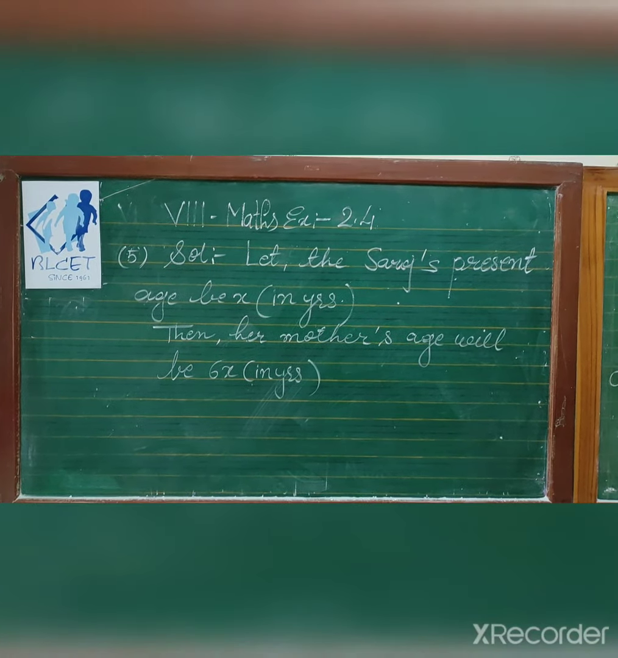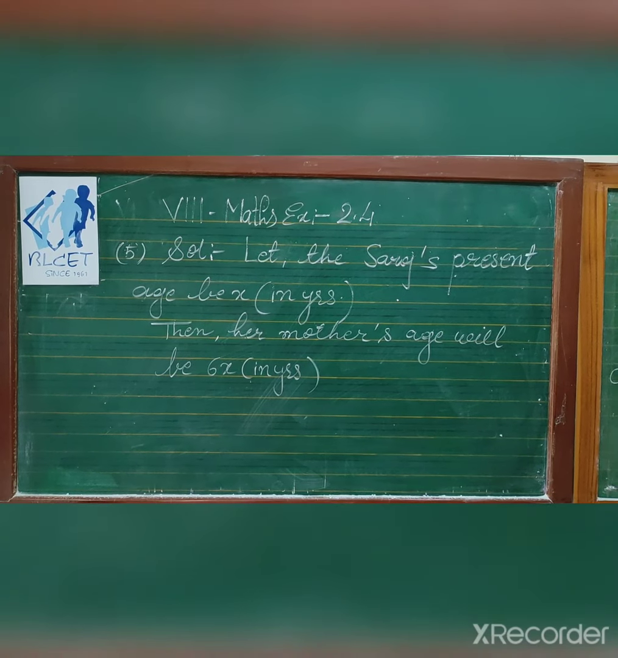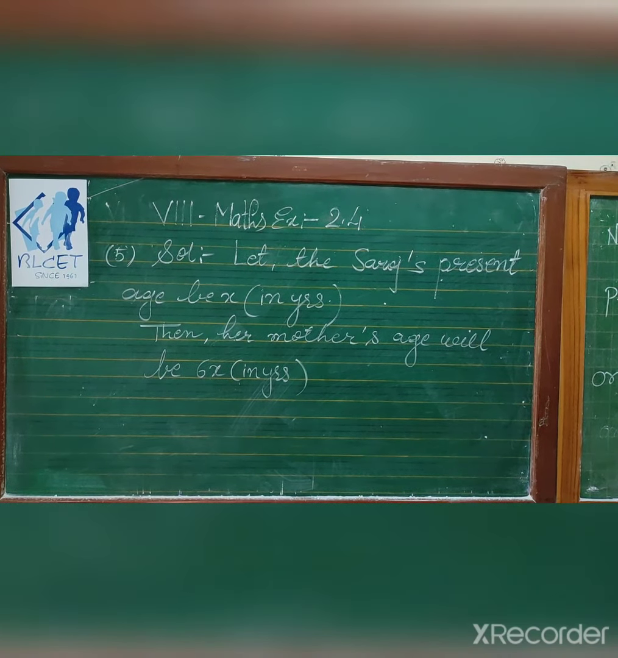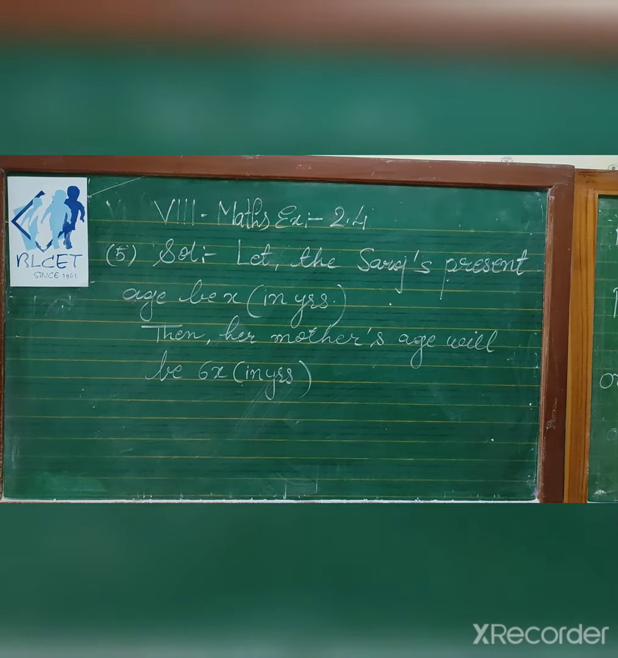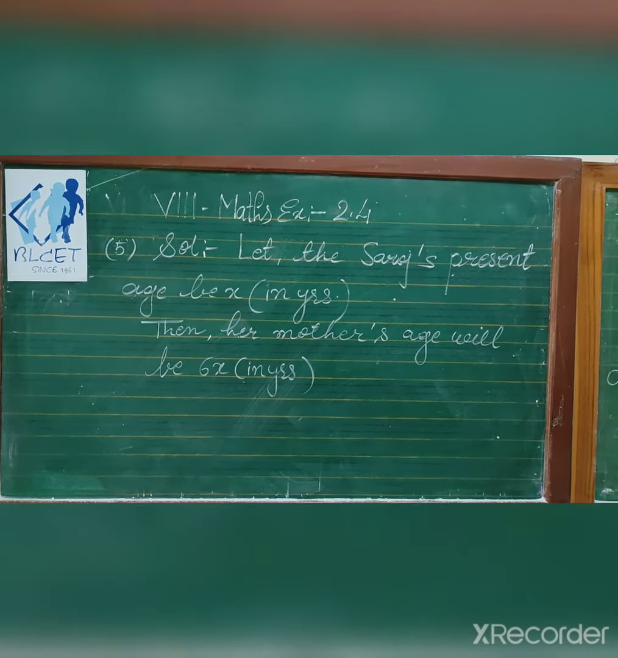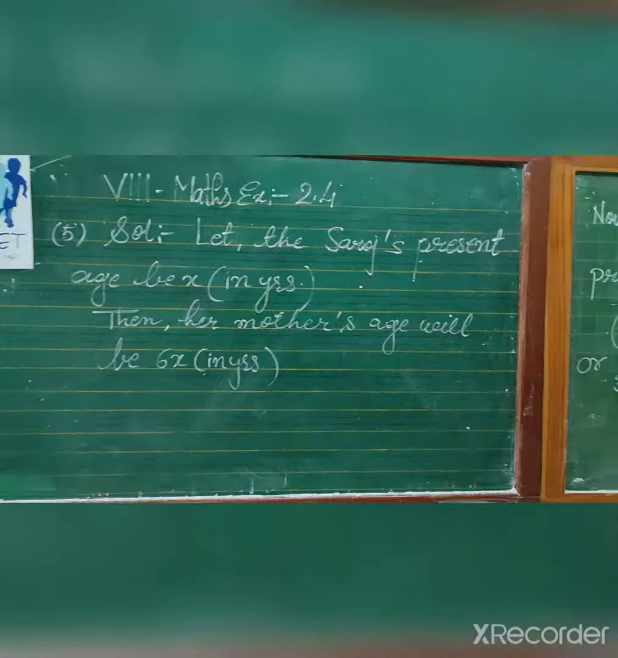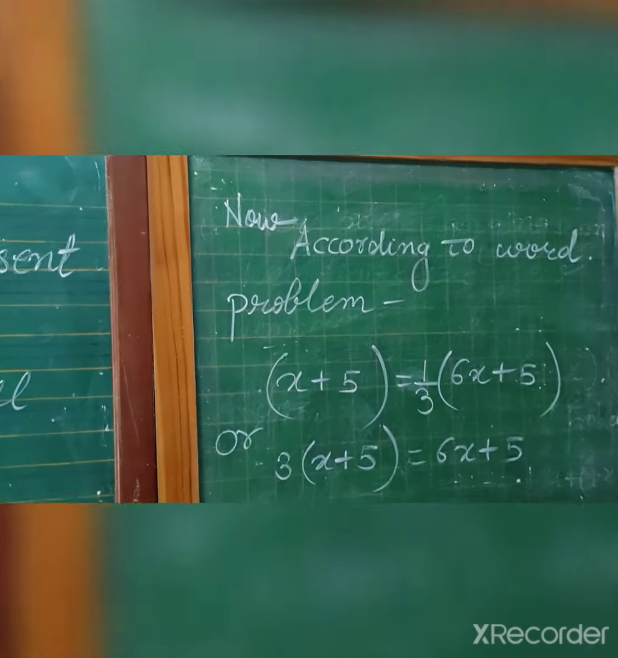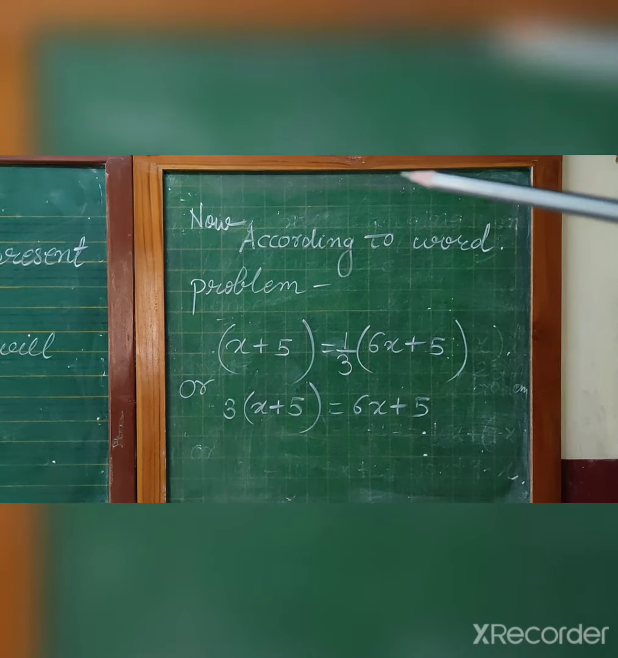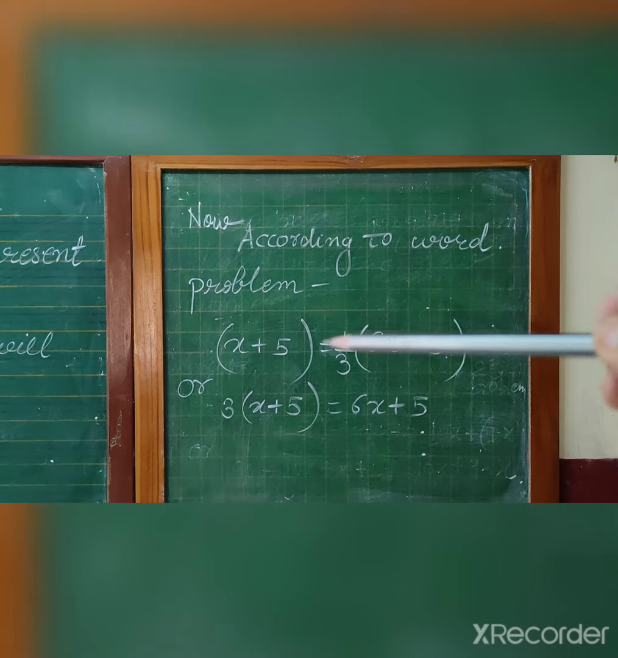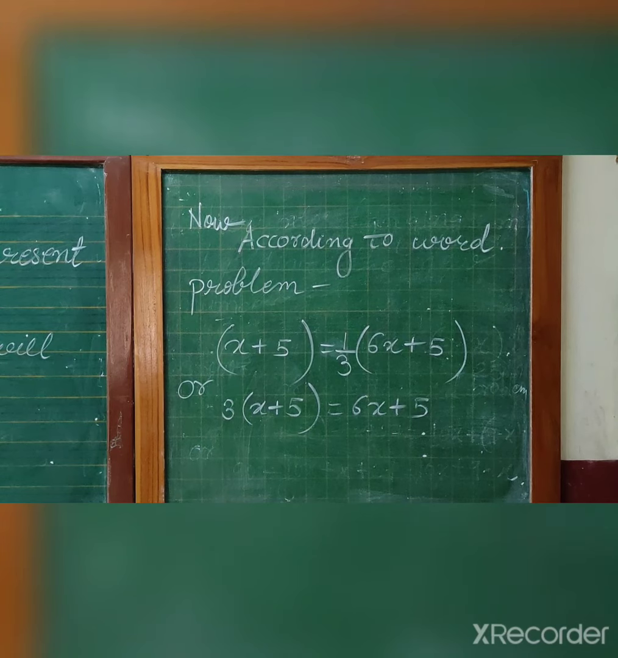So the fifth solution is: let Saroj's present age be x in years. Then her mother's age will be 6x. 6 times, it is written clearly, so 6x in years. Now after 5 years, according to the word problem, Saroj's age will be 1/3 of her mother's age.